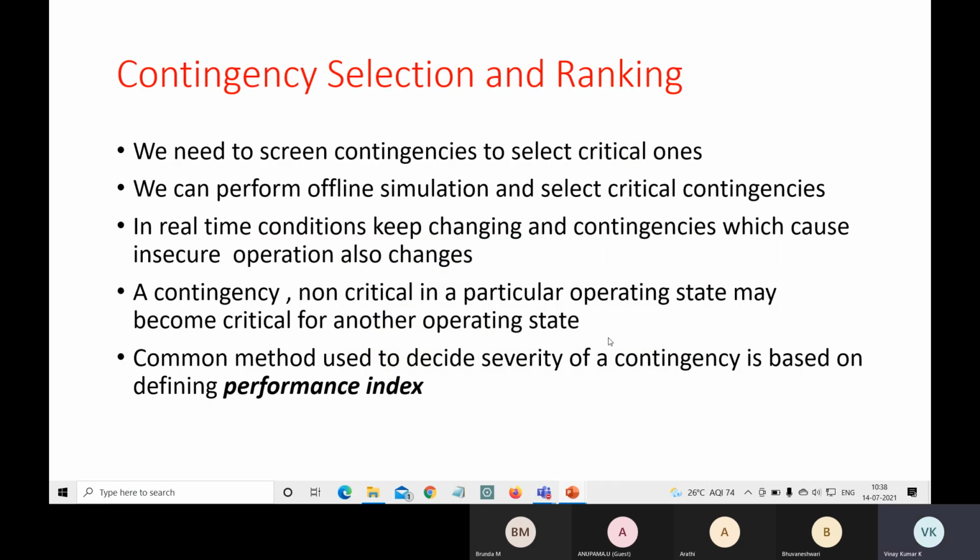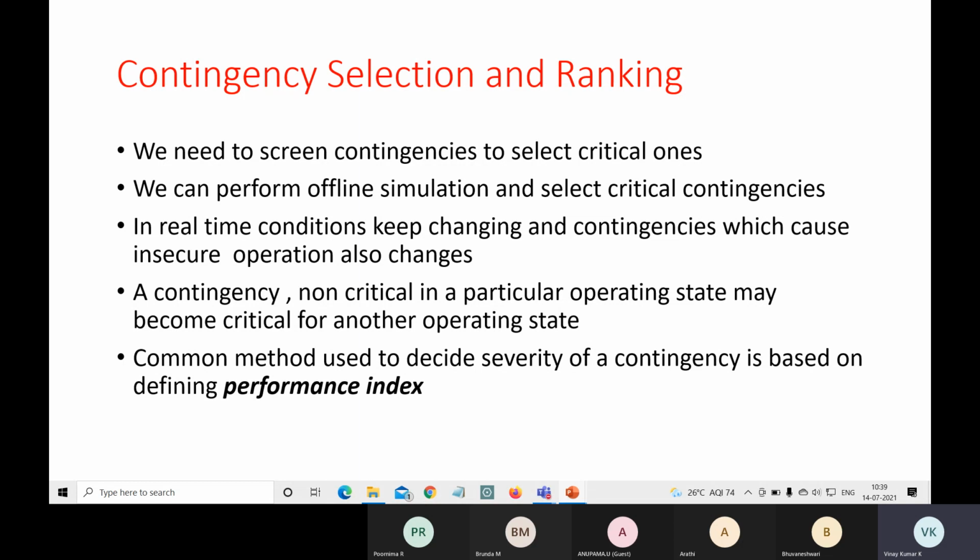Okay. So the main issue is how to select these critical ones. That is the concept here. As I told, we have to select the critical ones. This is about the selection. I am talking about the selection now. Ranking we will discuss later. First, selection of the contingency takes place from the most critical ones. So how to select the most critical ones? We can perform the offline simulation and select the critical contingencies.